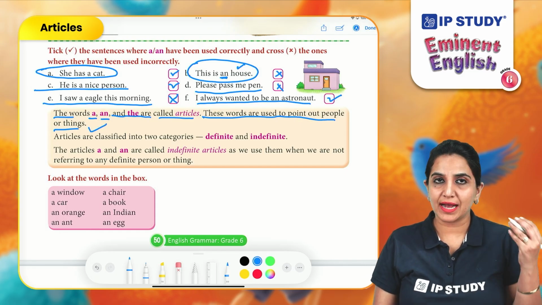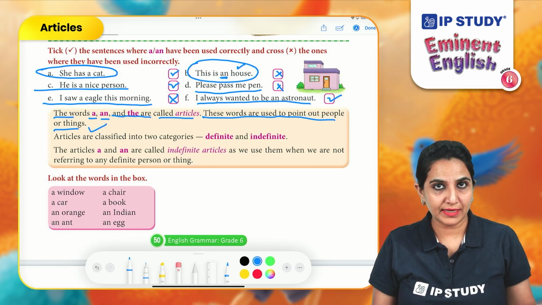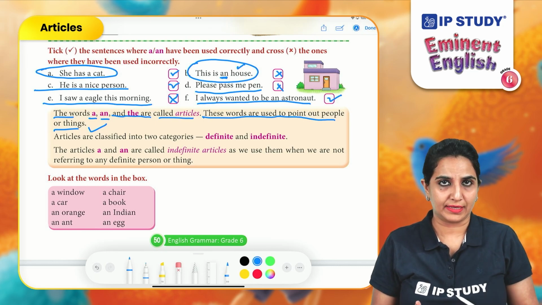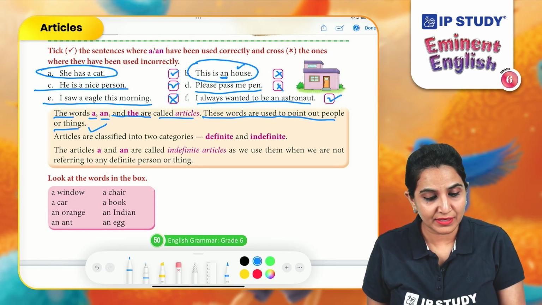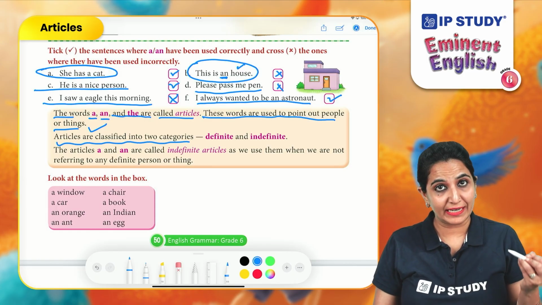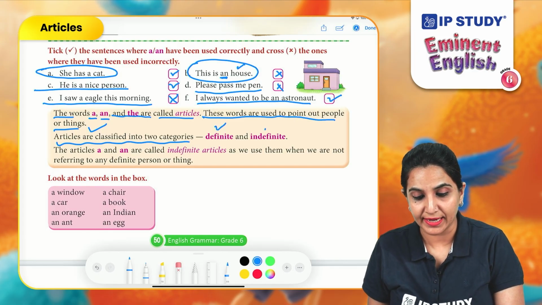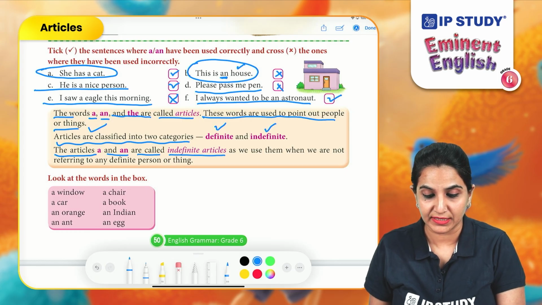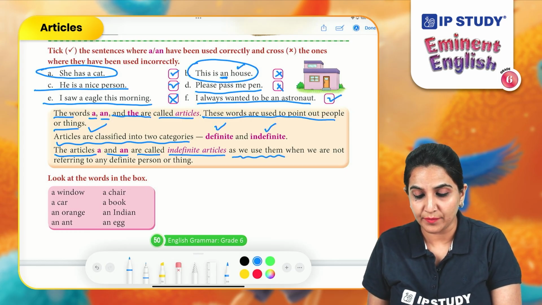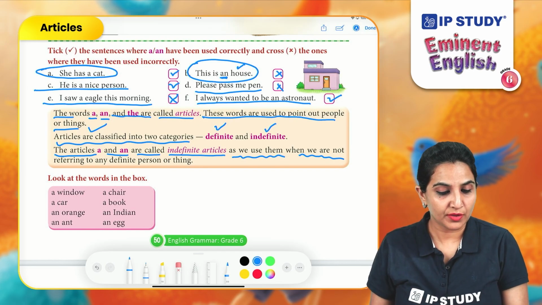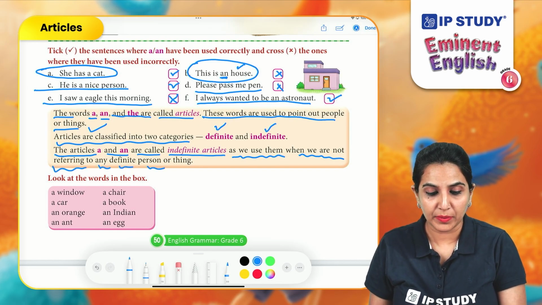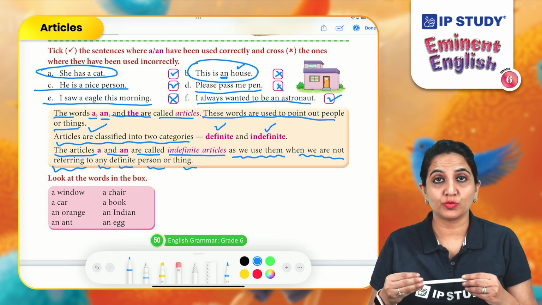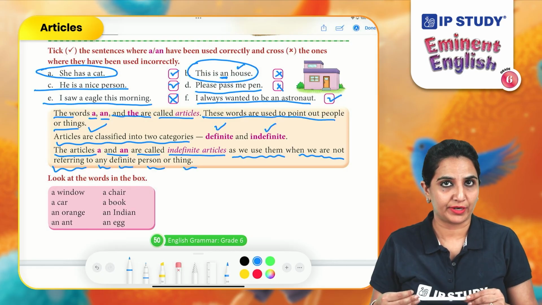If we talk about article a, article an, article the, all three point out people or things. But they are classified into two categories, as we have already discussed, which are definite and indefinite. The articles a and an are called indefinite articles as we use them when we are not referring to any definite person or thing. That means we are not referring to something specific. So we use article a and an for it.